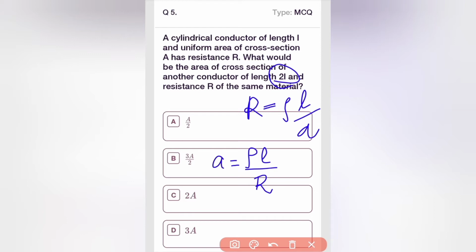So when the length is doubled, we can replace this L dash by 2L, so we get 2L rho by R, which means area is doubled. The new area is going to be 2 times the original area. Okay, so the answer is 2A.